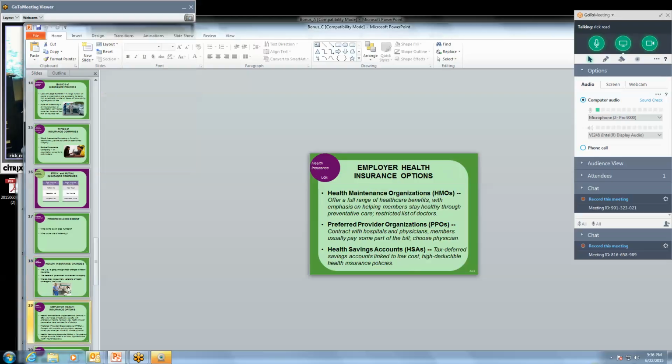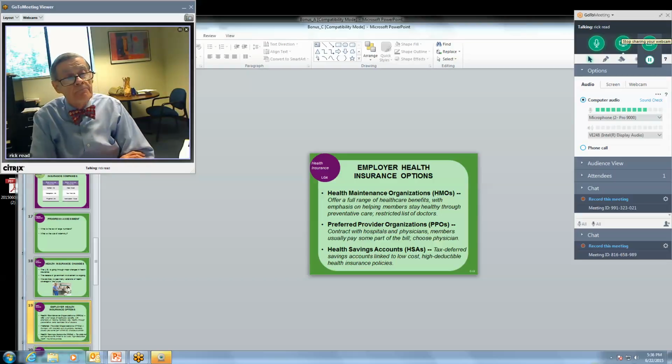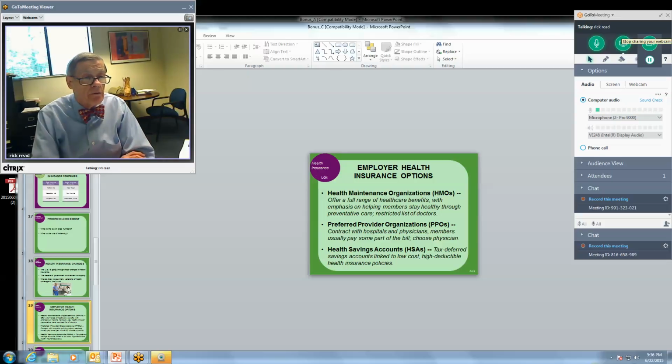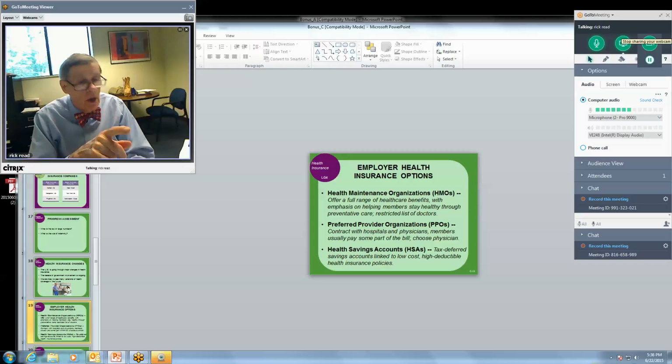These are various and sundry types of health insurance that can be offered by your company. Health maintenance organizations, preferred provider organizations, and health savings accounts. HMOs: full range of options, restricted list of physicians. Preferred providers: these are contracts with specific hospitals and physicians, and usually people who belong to this pay some part of the bill, but you get to choose the physician. Even though there may be a restriction, you get to choose the physician.